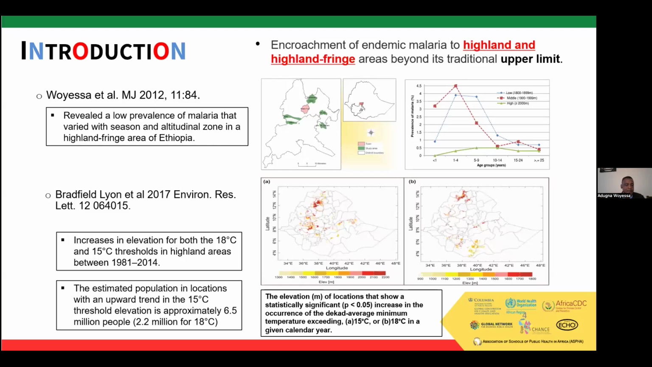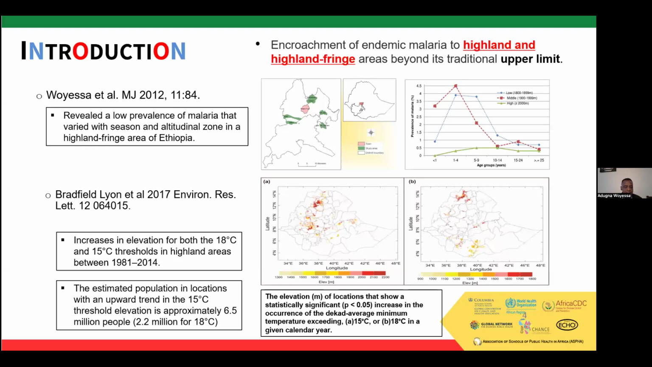Another evidence for encroaching of malaria to highland areas was a study conducted by a team at Columbia University, in which they identified increases in elevation for both the 18 degrees Celsius and 15 degrees Celsius thresholds in highland areas between 1981 and 2014. This 18 degrees Celsius is the upper threshold for Plasmodium falciparum transmission, and 15 degrees Celsius is for vivax.